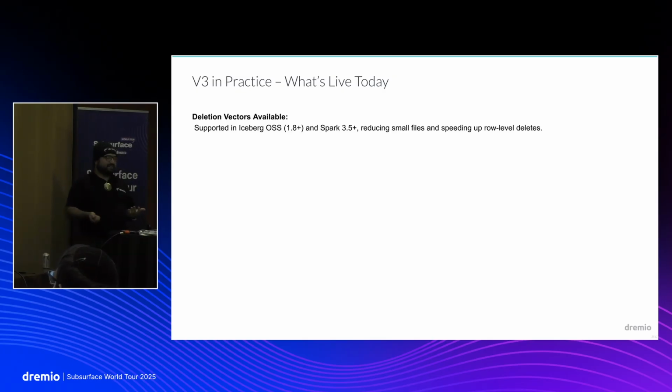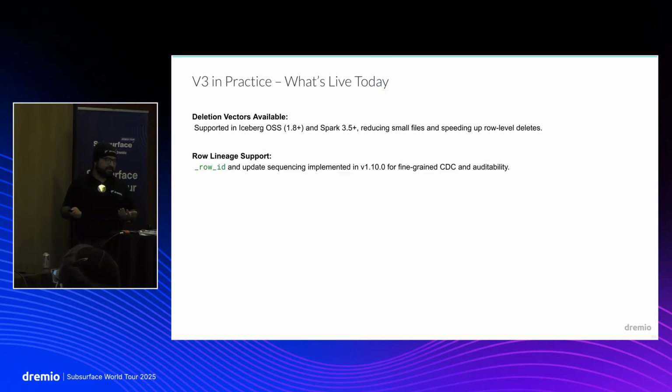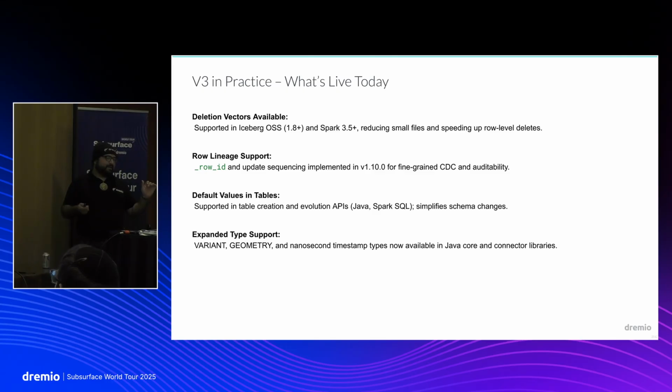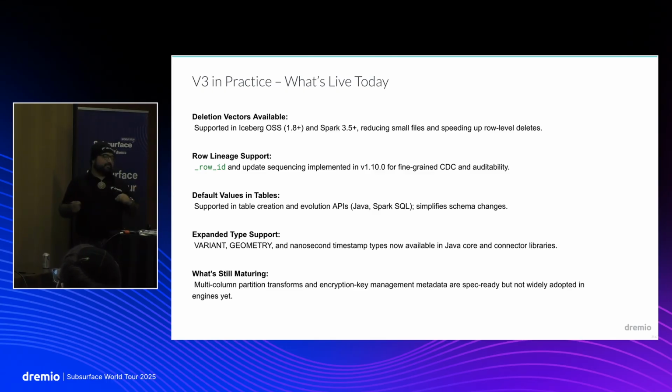Okay, deletion vectors. Again, here I'm just talking about where v3 support is now. You're starting to see some of the early stages of v3 support in Spark already. So you can see deletion vectors are supported in Spark now, like row ID. Default values are supported for table creation. The type support should already be in there, at least in the Java libraries.